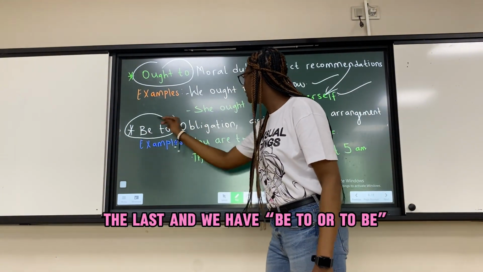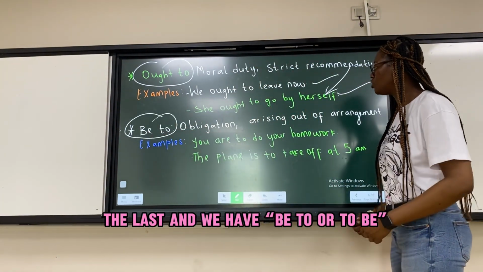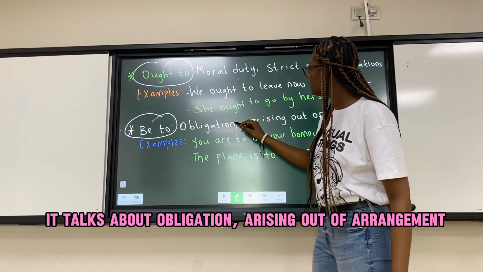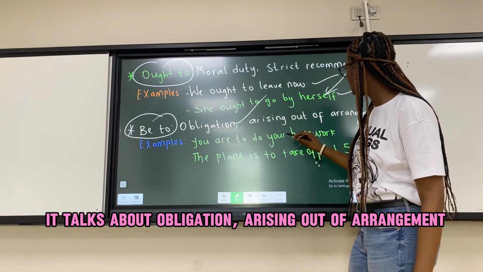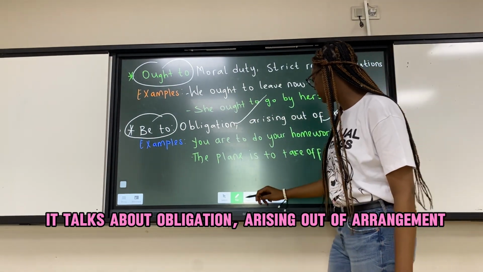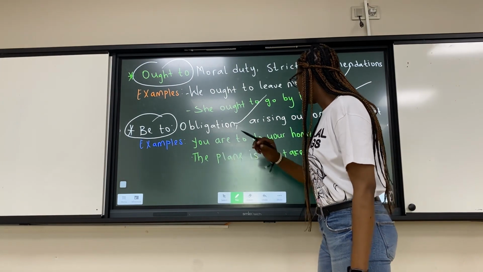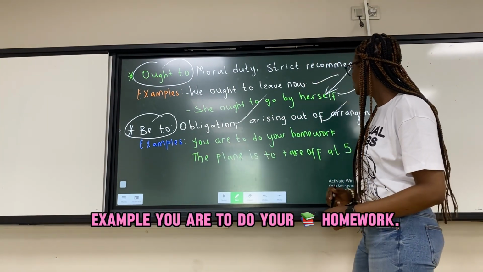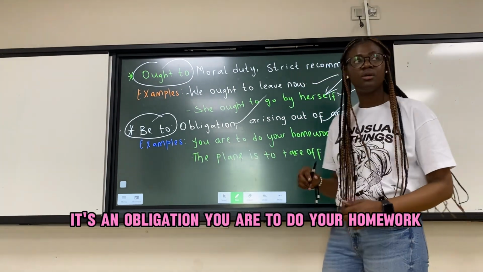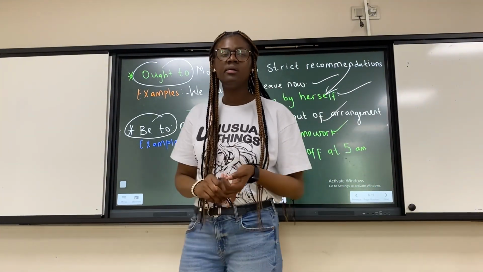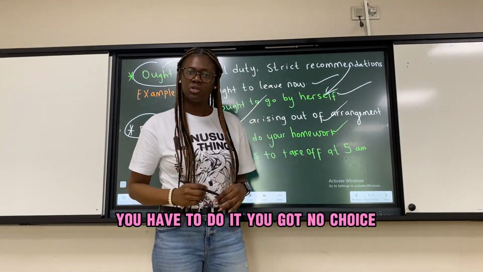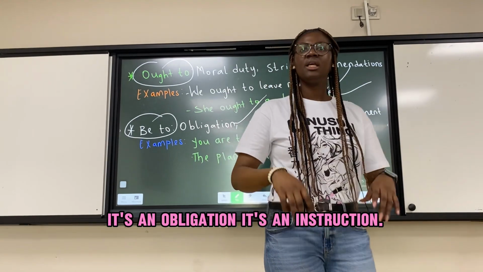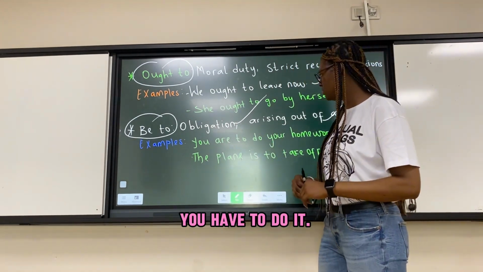The last, and we have be to or to be. It talks about obligation arising out of arrangement. Example, you are to do your homework. It's an obligation. You are to do your homework. You have to do it. You got no choice. It's an obligation. It's an instruction. You have to do it.